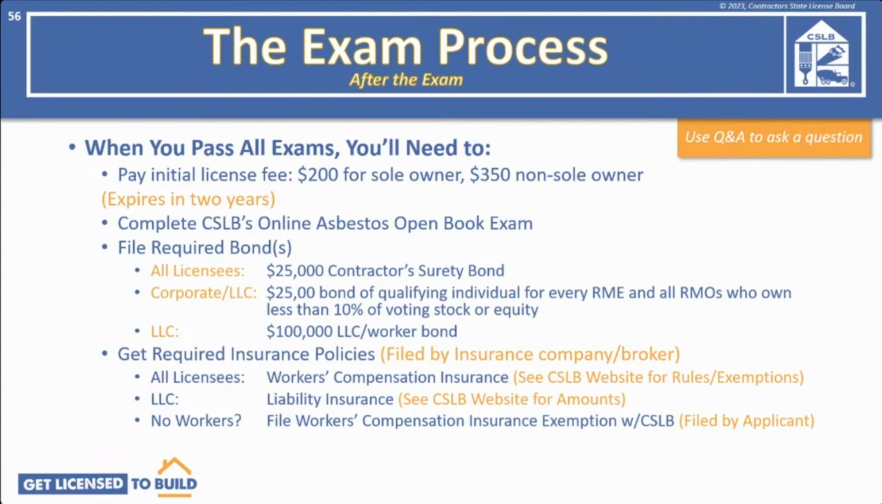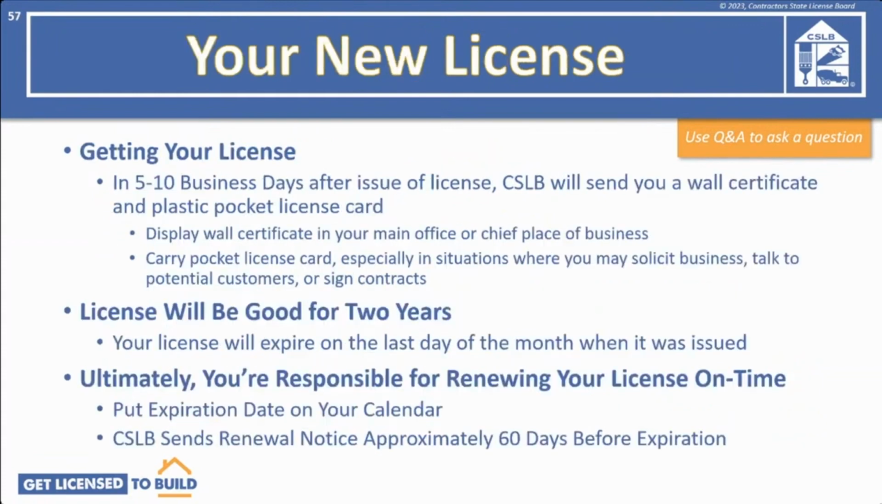In about 5 to 10 business days after your license has been issued, CSLB will send you a wall certificate and plastic pocket license card. Display the wall certificate in your main office or chief place of business. Carry your pocket card with you, especially in situations where you're going to solicit business, talk to potential customers, or sign contracts. We encourage consumers to ask to see your pocket license.